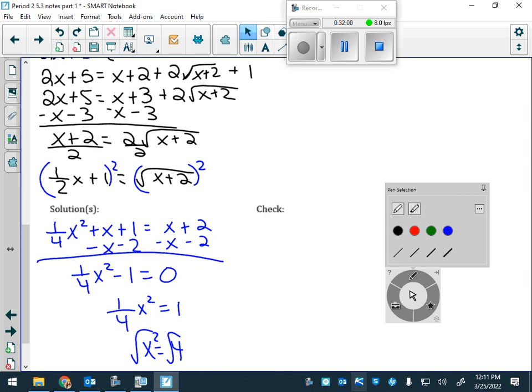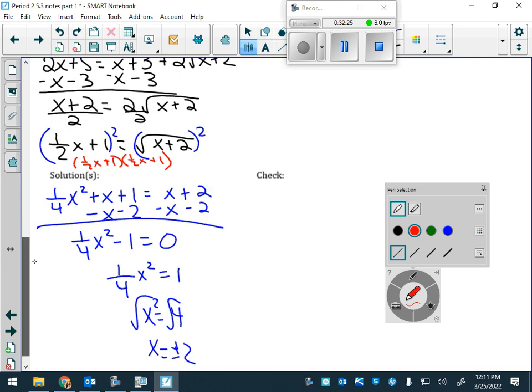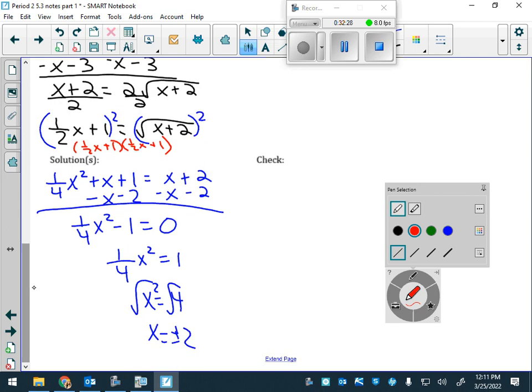Okay, everyone okay? Then you have to square both sides. So when you square this, it is 1/2 x plus 1 times 1/2 x plus 1. So 1/2 times 1/2 is 1/4 x squared. 1/2 plus 1/2 gives you x, then 1 times 1.